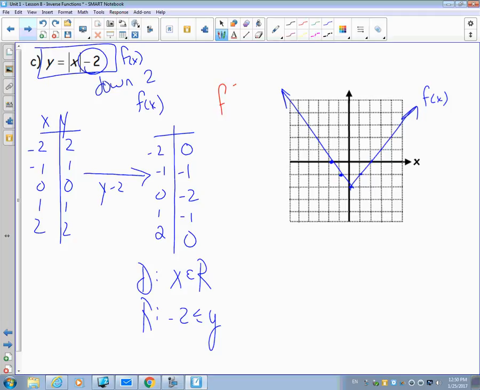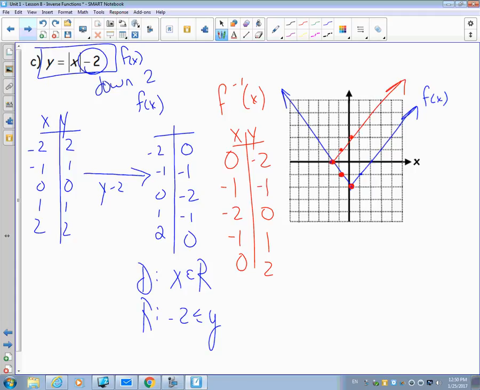Okay, let's do the inverse. Inverse, I'm going to swap. X becomes Y, Y becomes X. Don't change numbers, don't change signs, just change the order. Okay, that one's the same. This one is that. Okay, let's graph it. 0, -2. That's down here. -1, -1. That's right there. -2 and 0 right there. Oh, it looks like it's on top of itself again. -1, 1. Oh, that's in a different spot. And 0, 2. That's in a different spot. So my inverse looks like that.